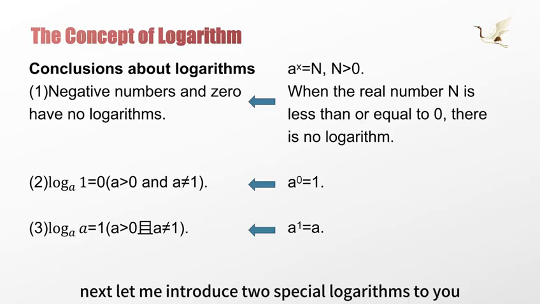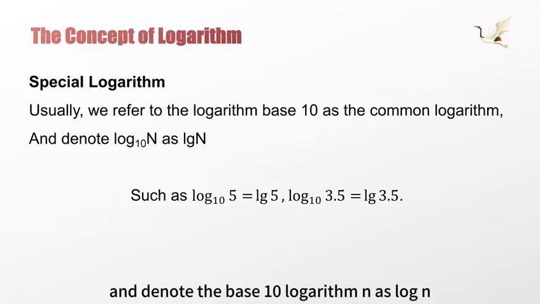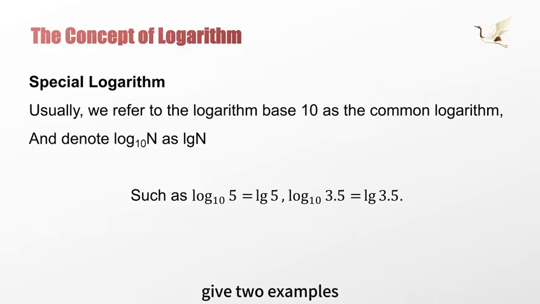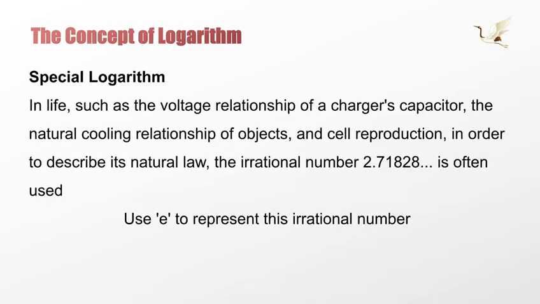Next, let me introduce two special logarithms to you. We usually refer to the base 10 logarithm as the common logarithm, and denote the base 10 logarithm of n as lg n. Give two examples. We directly record it as lg 5 with a base of 10 as the logarithm. We directly record the logarithm with a base of 10 as lg 3.5.